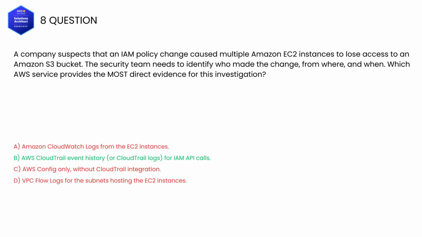The C option is incorrect because Config can show that a resource configuration changed and may provide a timeline, but it's not the primary source for who did it, details like source IP and API caller identity. CloudTrail is the authoritative API audit log.